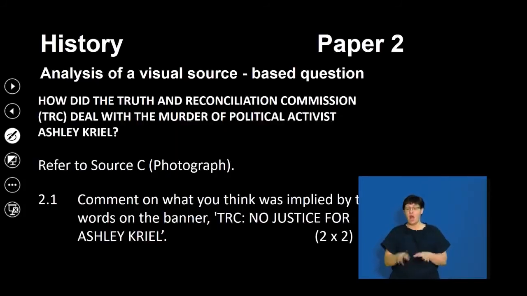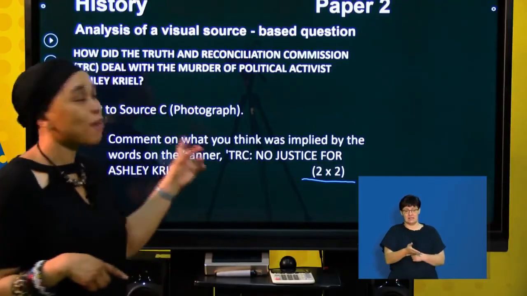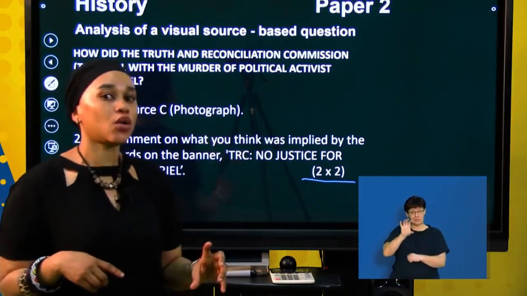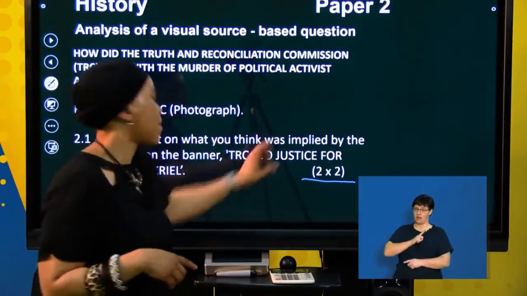Now, if you look at the question, comment on what you think was implied by the words on the banner. TRC, no justice for Ashley Krill. Now, if you look at the mark allocation there, you can see it's 2 times 2. So it's very important. When you're commenting, that means you are giving your own analysis. If you remember, the visual source does not tell you what this meant.